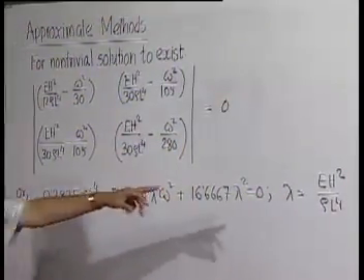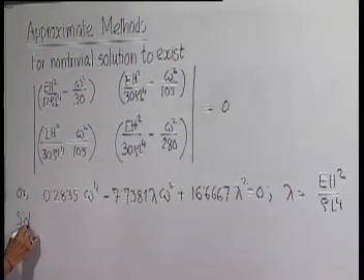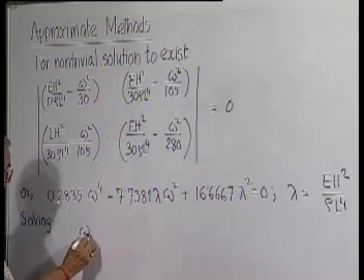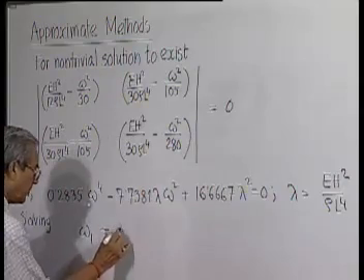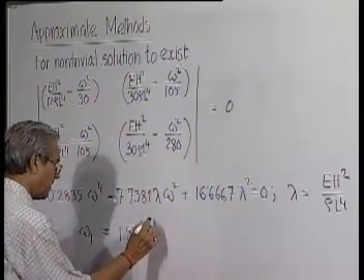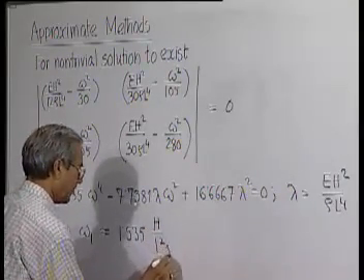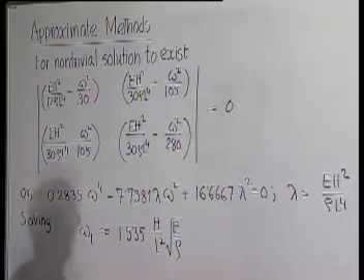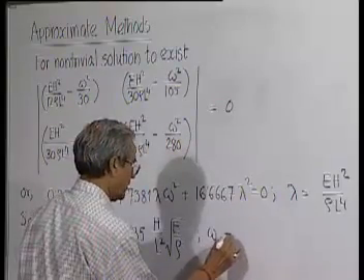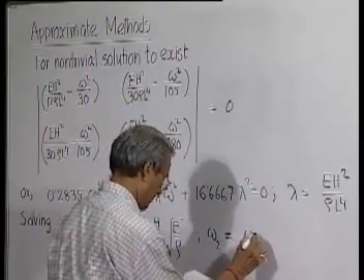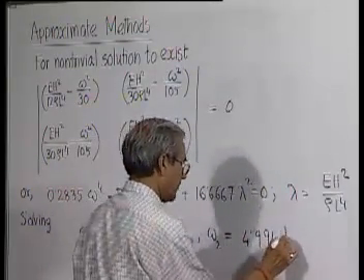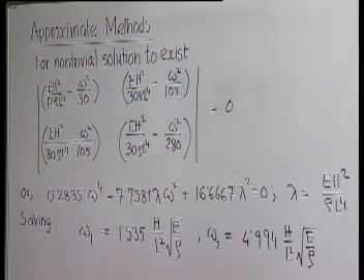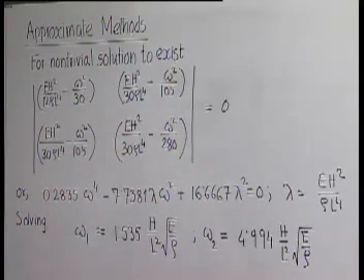Lambda, just in a short form, where lambda is equal to this. Solving this equation, we get two values of omega square, and one value is omega 1 equal to this, the first mode frequency, and omega 2 will be this. We get the second mode frequency also, which is approximately 5.